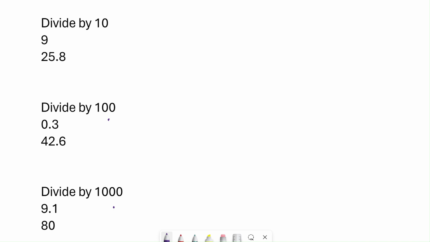As we have discussed about multiplying a number by 10, 100 and 1000, we move the decimal point to the right, but here we move it to the left.